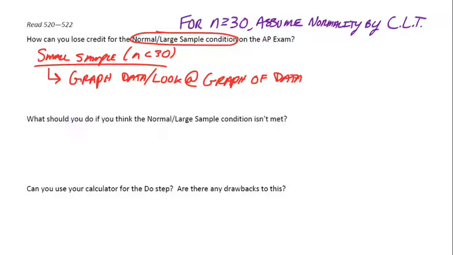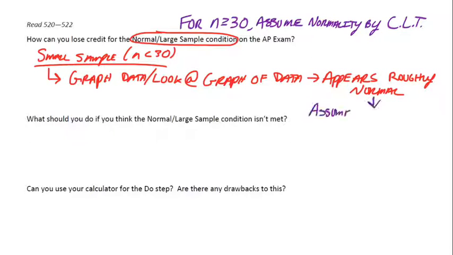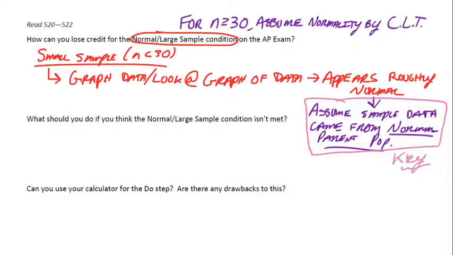And then once we look at the data, if we look at the graph of the data and it appears to be roughly normal, we're going to go ahead and make the assumption that that sample data came from a normal parent population. So that's kind of the key here.